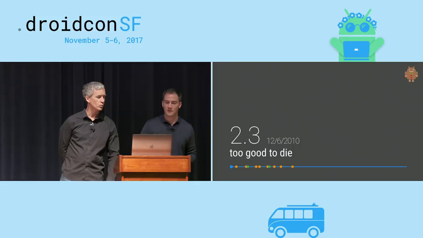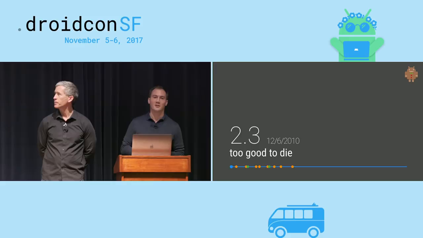Meanwhile, up in Washington, in 2010, there was the release of Windows Phone 7. And we reached the end of 2010 with Gingerbread. We say it's too good to die because I'm sure a lot of you had to support Gingerbread for way too long. Who still supports Gingerbread in their applications?